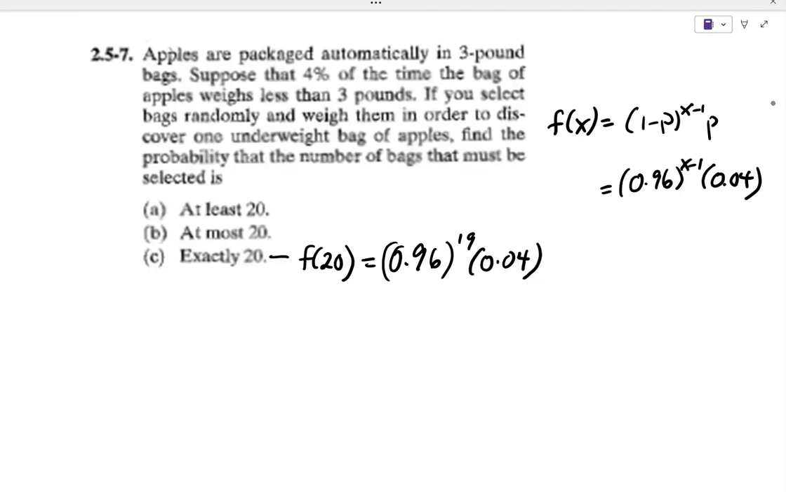The other two are going to involve the CMF. Which one asks a question about the CMF directly? A or B? It's B, isn't it? CMF goes up until a certain point, right? So it says at most 20. Okay, so this is a CMF question here.